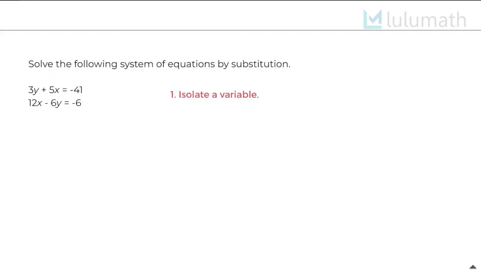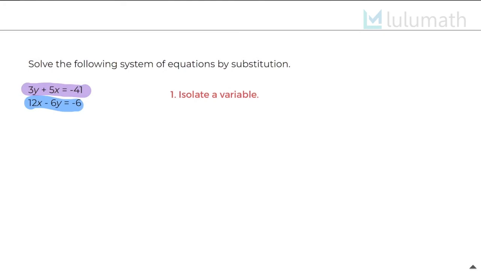So in our next example, we're asked to solve the following system of equations by substitution again. So again, our first thing that we want to do is to isolate a variable. That's our first step. So in our first equation, 3y plus 5x equals negative 41, I don't have a single x or y like we did in our previous example. Same thing with our second equation. I don't have a single x or y like we did in our previous example.